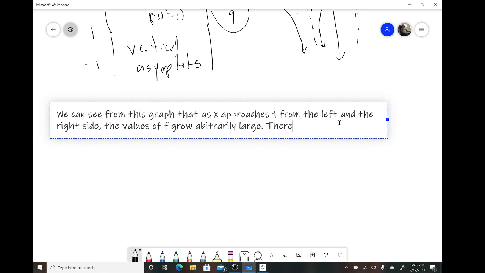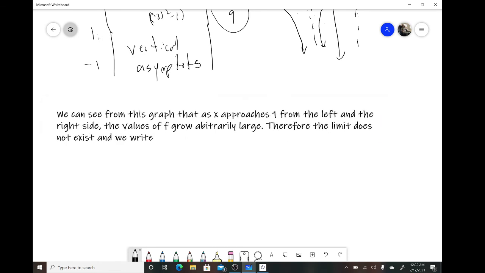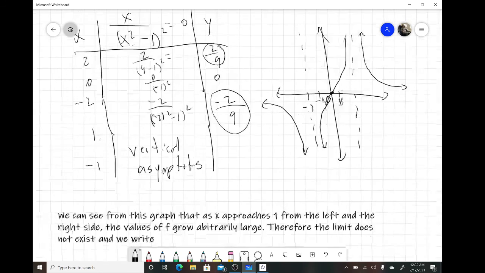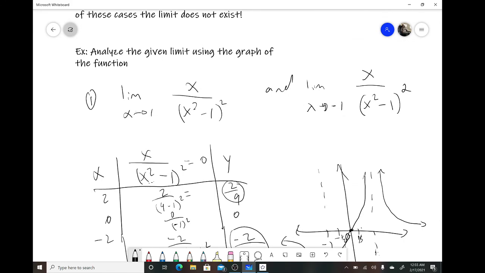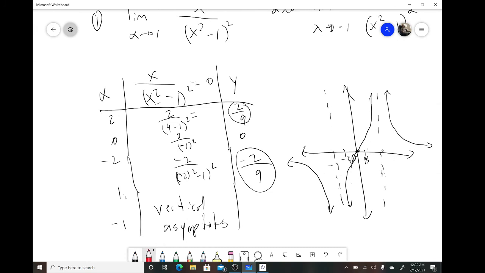Therefore, by what I defined above about infinite limits, the limit does not exist, and we write the limit as x goes to 1 of x over (x squared minus 1) squared equals infinity. That's for this first one. As we go to 1 from the left and the right side, we see that we are going up to infinity on both sides.